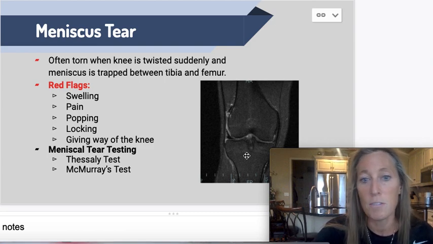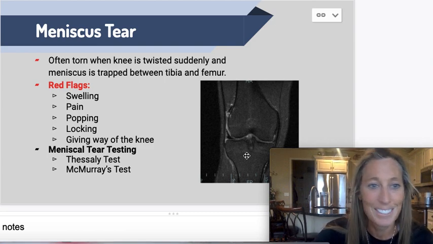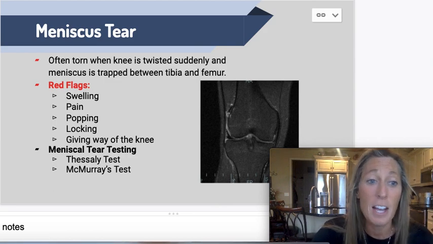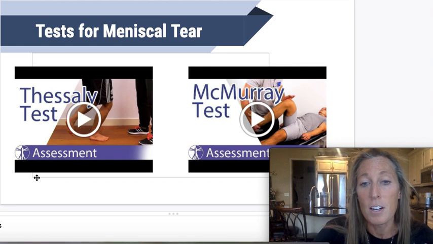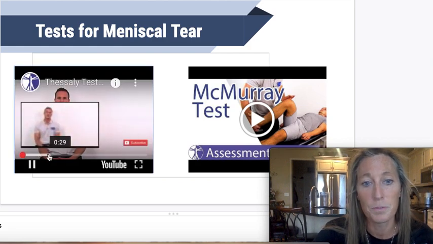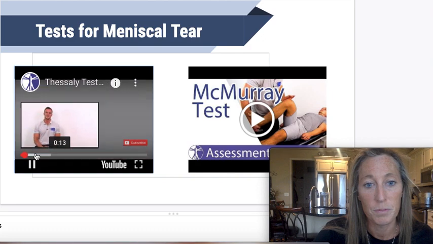There are two tests to test for meniscus tears. Let's look at what those two tests are. If we were in the training room, if we were in class, we would be able to try these on a friend. If you have a sibling, you could try this. Or you could try this test on your own. The Thessaly test for meniscus lesions.